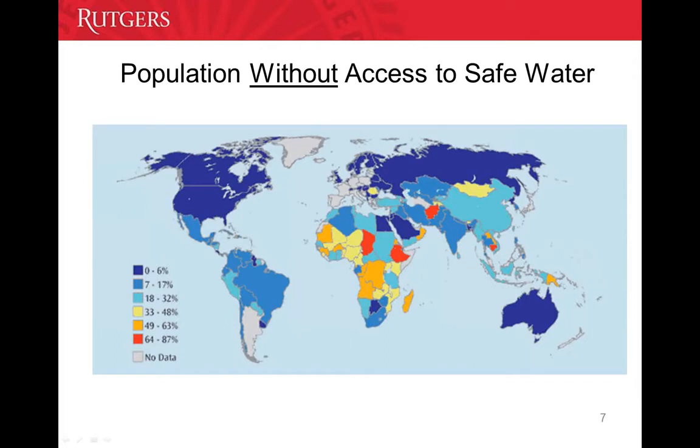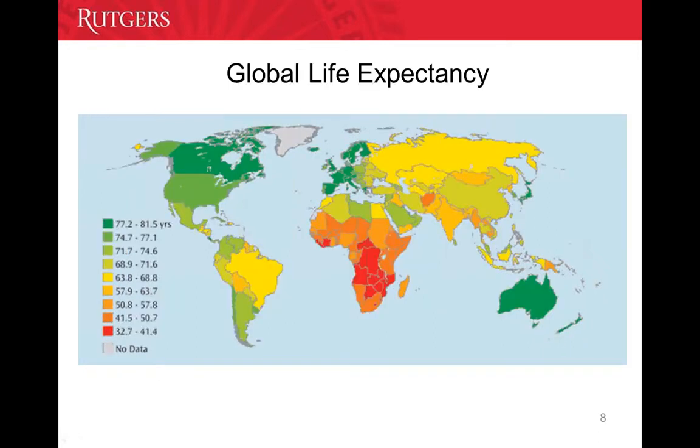So let's look at a really important graph. This is taken from the WHO, and this is the population without access to safe water. And as you can see, in some parts of the African continent, it's close to 60 to 80%. Pretty remarkable number. We forget that here in the northern hemisphere, almost no one doesn't have access to safe drinking water.